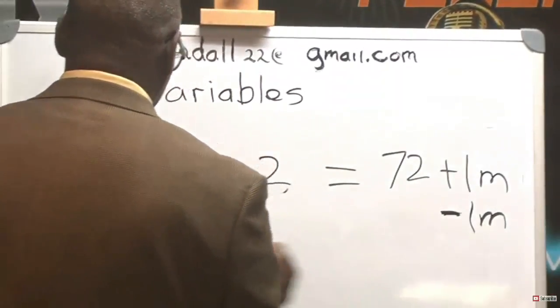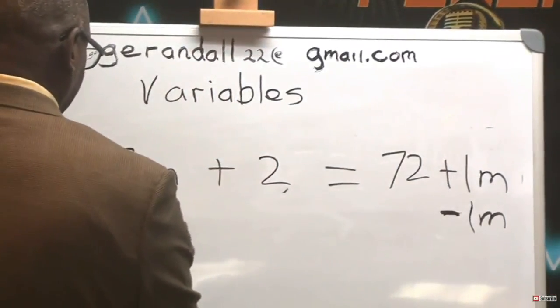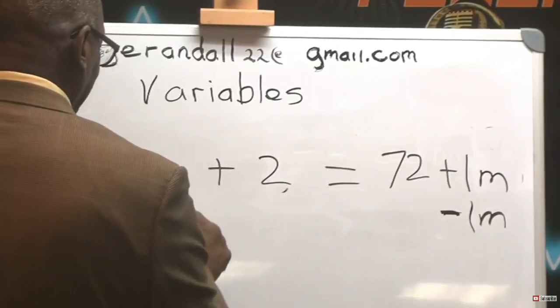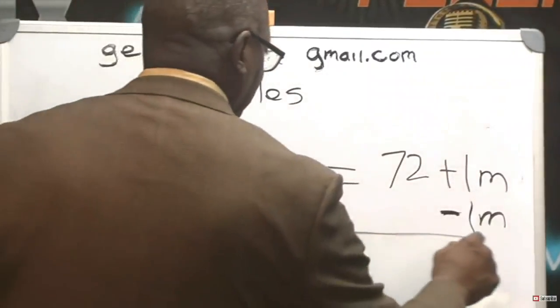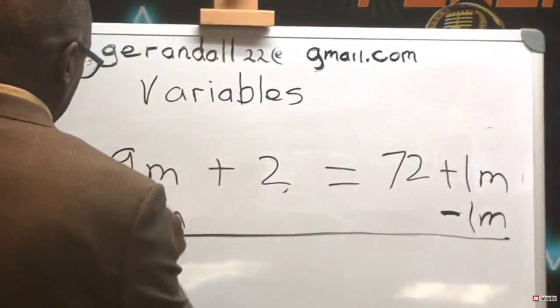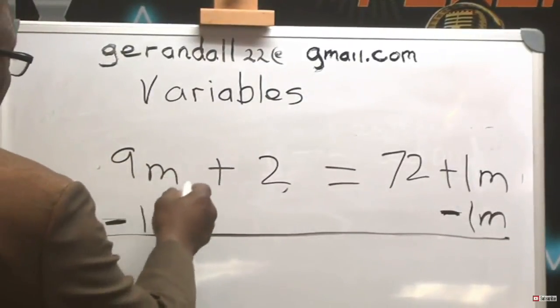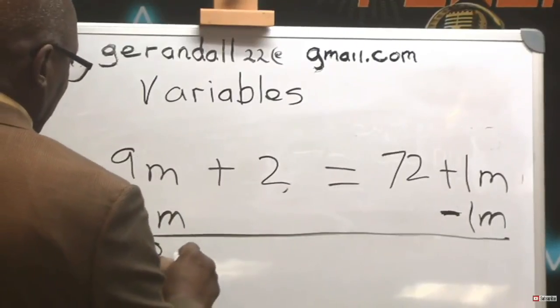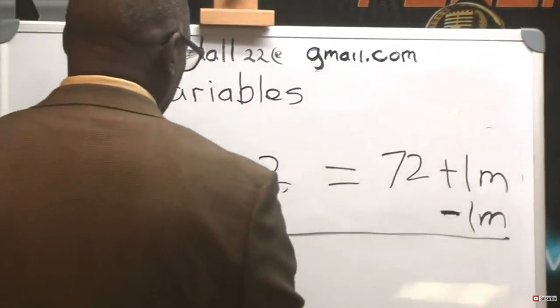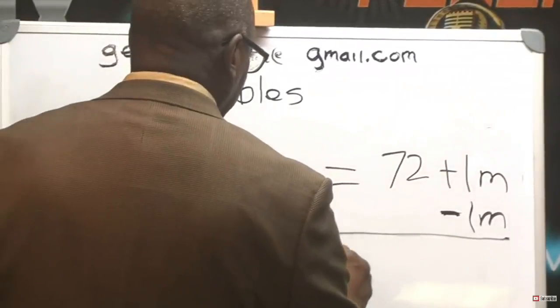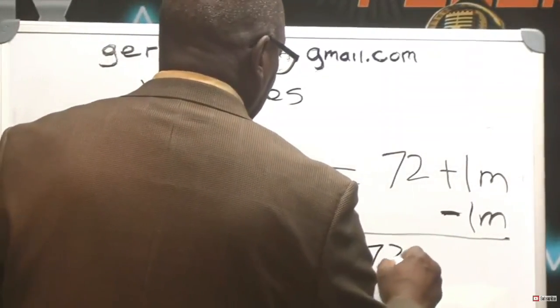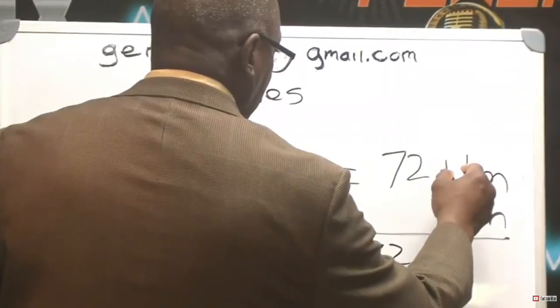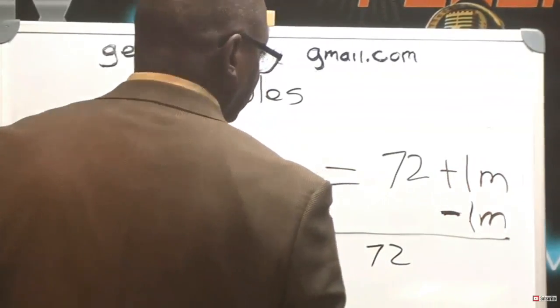Did it on the right. Got to bring it over here. Subtract 1m. You draw a line. Even though you have a variable, 9 minus 1 is 8. 8m plus 2 equals 72. Because over here, plus 1 minus 1 is 0. So that's gone.